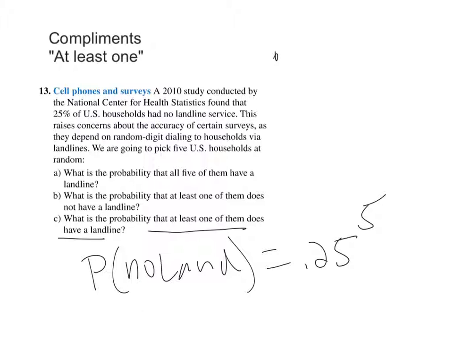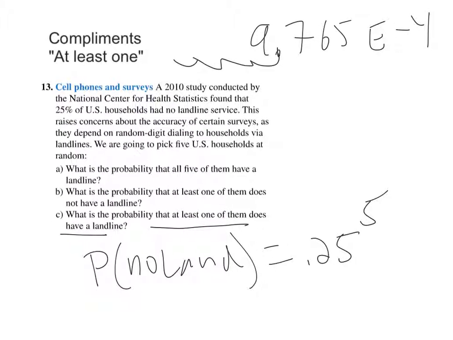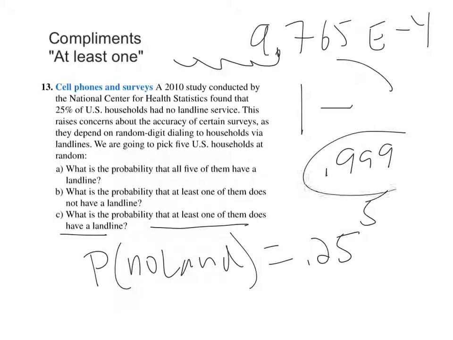So 0.25 to the 5th is a very small number. I want you to understand that my calculator is telling me 9.765 e to the negative 4. Well, that means we're moving the decimal point over 4 places to the left, that's a pretty small number. So the probability of at least one of them having a landline is going to be pretty darn close to 1, because 1 minus that almost 0 number is going to be close to 1. The calculator is telling me that it's 0.999 to 3 decimal places. Okay, so when you're dealing with these at least one problems, ask yourself the opposite of that. Find that probability, take it away from 1.